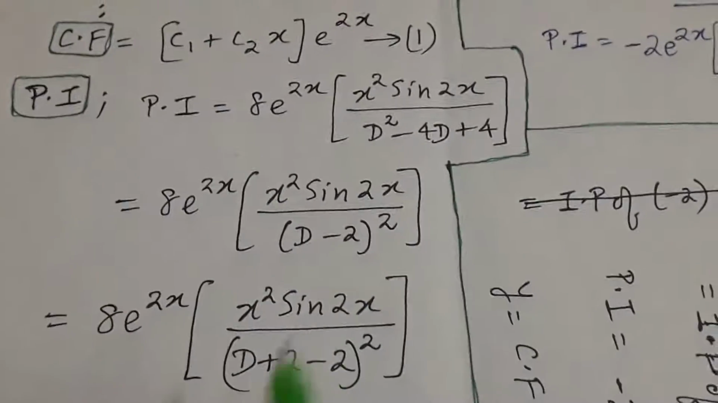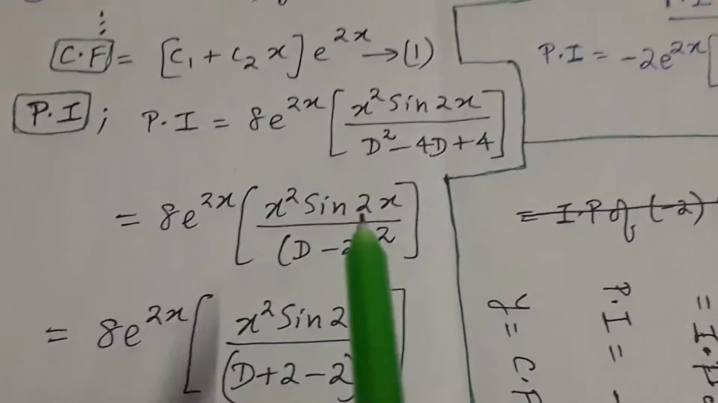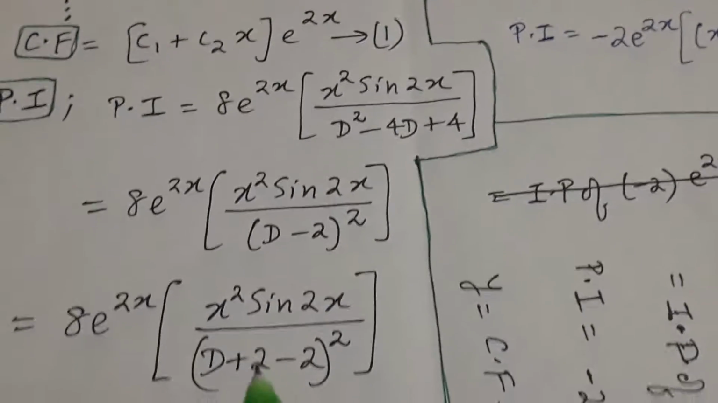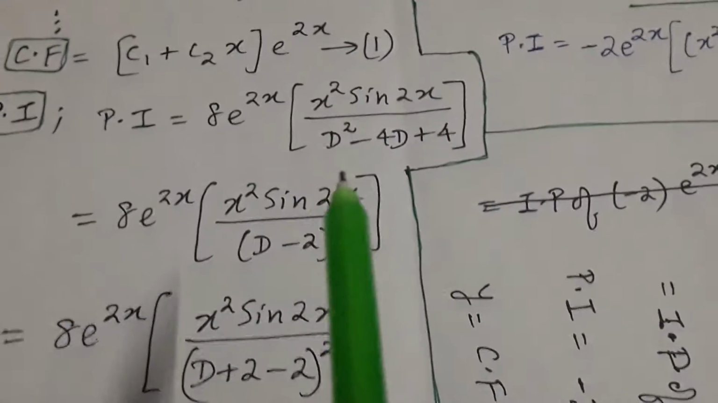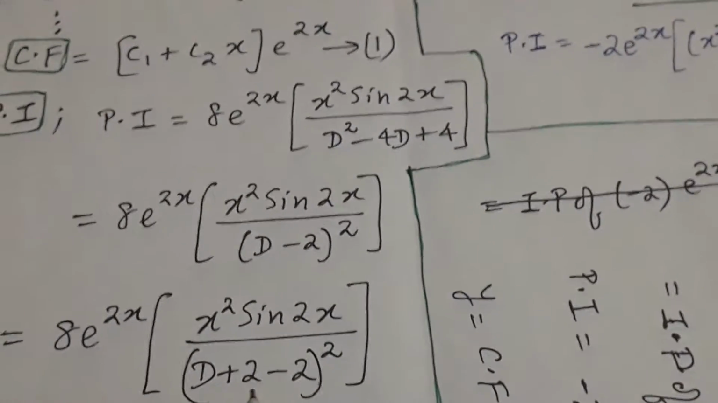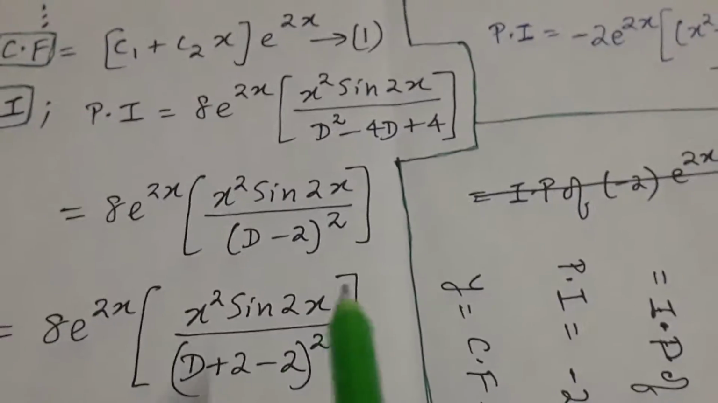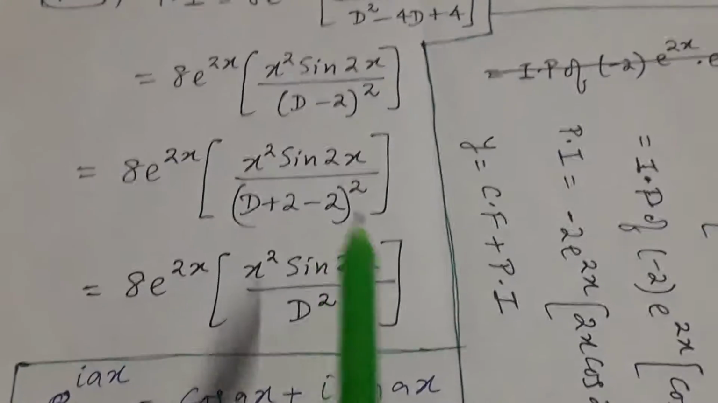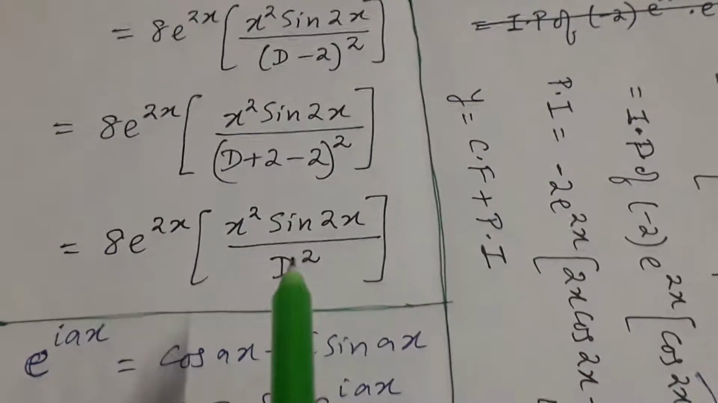As I said, if the problem is of this type, what do I have to do? In the denominator, we should write D plus a. What is a here? 2. So it will be (D plus 2 minus 2) the whole squared. Again, plus 2 minus 2 is 0. This will be D square.